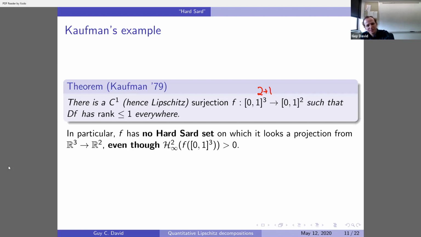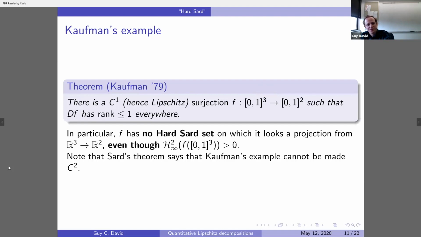I should talk a little bit about Kaufman's example, although I'm not going to give too many details. So first of all, we should note that Kaufman's example cannot be C2, right? Sard's theorem says if this mapping was C2, then the set of critical values would have 2-dimensional measure 0, but the set of critical values is everything, right? So you cannot make this example C2.